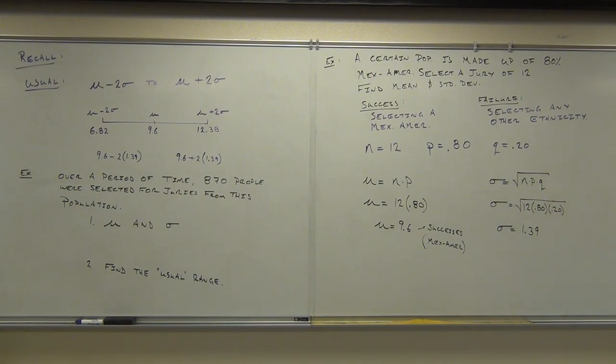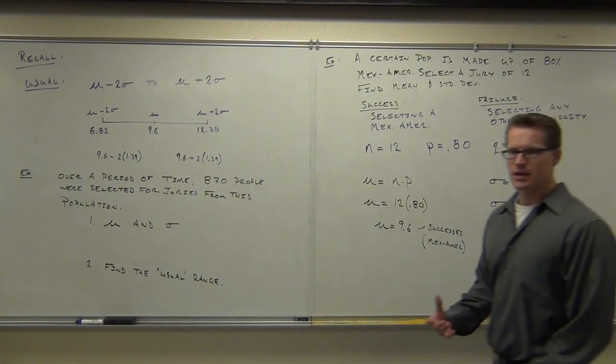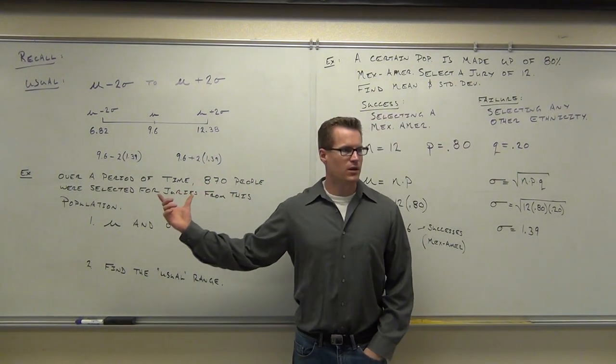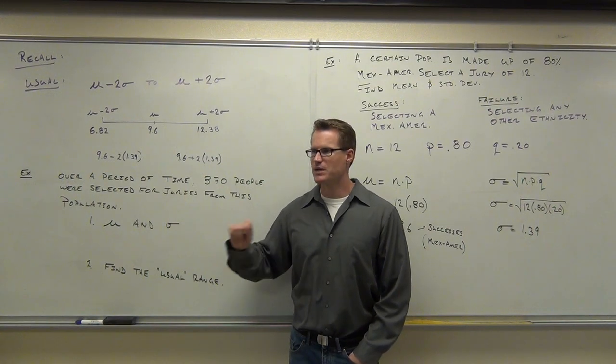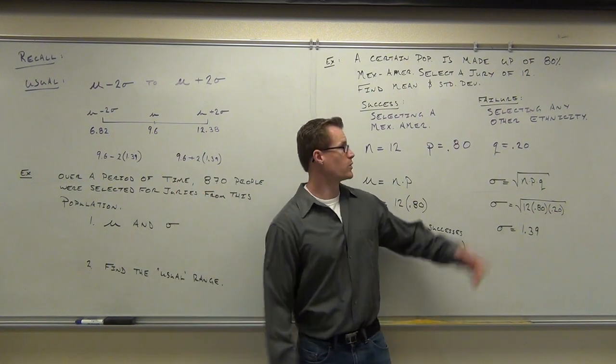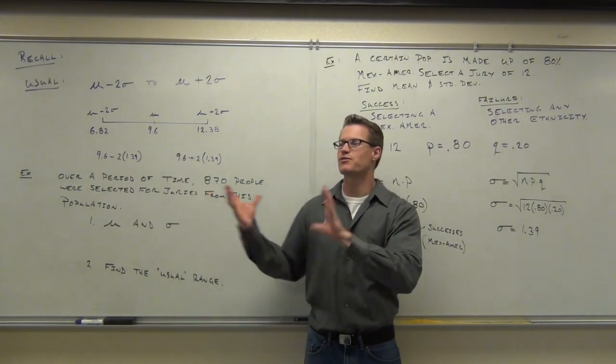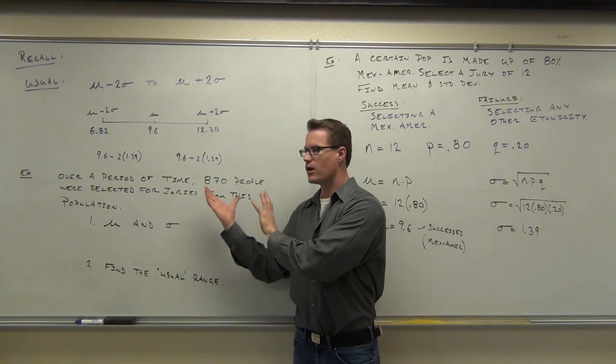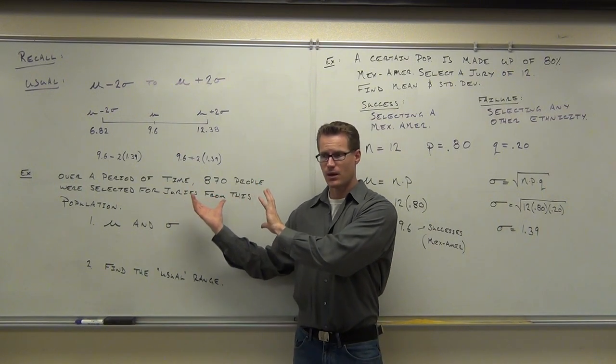So tell me, ladies and gentlemen, on this problem that we're about to do, what is your N? Your N would be all the times you repeat this trial. 870 times you've repeated this. That's your jury selection. Your procedure is selecting 870 people. Your trial is selecting one person at a time. How many times did you repeat your trial to accomplish your procedure? 870 times. Here, we only did it 12 times. So naturally, you're going to have some different numbers here, okay? So find out, using your N as 870, what this information is.